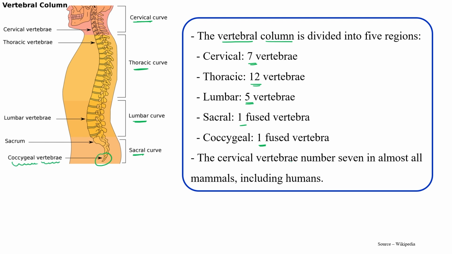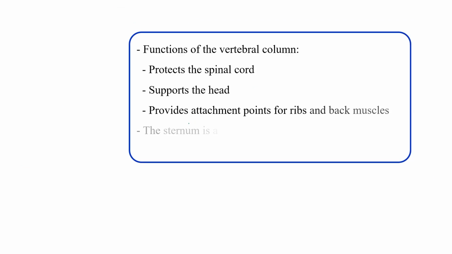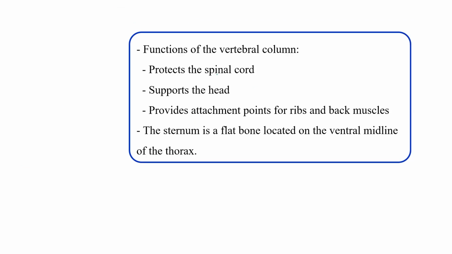Okay, so the cervical vertebrae number 7 in almost all mammals, including humans. What is the function? Just to protect the spinal cord, because the spinal cord is central and all the nerves and veins pass through that particular region. So to protect the spinal cord, support our head, this is the function, and provide attachment for the rib and back muscles too.